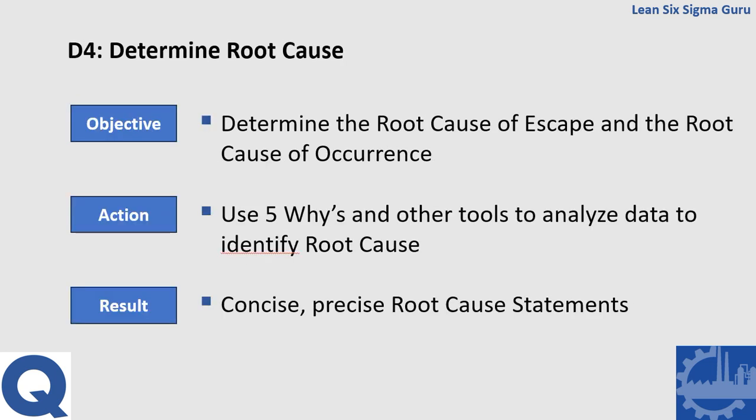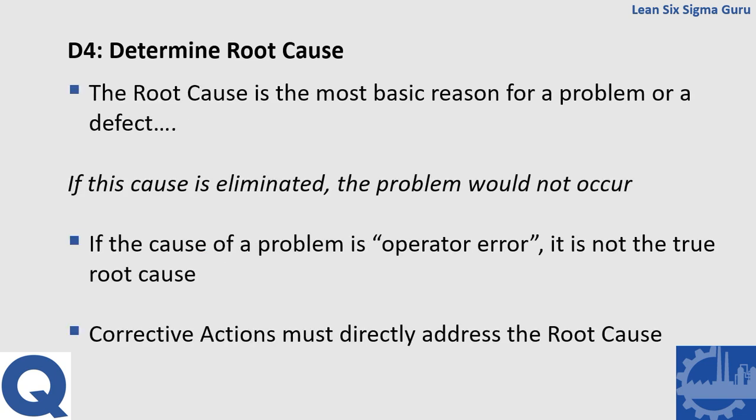This step is at the heart and the soul of the 8D. Root cause analysis is the key method in the 8D process. The objective here is to determine 2 things: the root cause of escape and the root cause of occurrence. The action here is to use 5 whys and other tools to analyze data to identify the root cause. The result should be a concise and precise set of root cause statements, one for cause of escape and one for cause of occurrence.